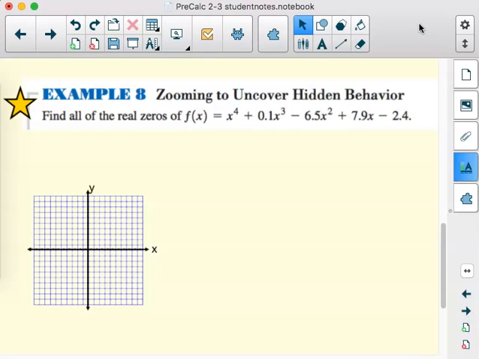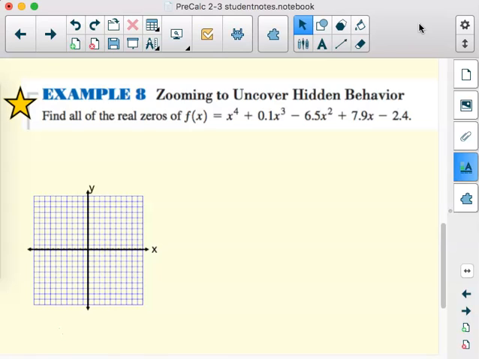So to start with, not with the stats, we're going to talk about zooming to uncover hidden behavior, and we've got find all the real zeros of f of x equals x to the fourth plus 0.1 x cubed minus 6.5 x squared plus 7.9 x minus 2.4, because we're continuing on our objective of figuring out how to graph polynomial functions, and that means all of them. So we want to make sure we can graph x to the first, x to the second, x to the third, any degree polynomial that we have, and talk about the end behaviors and the zeros and use that intermediate value theorem and model the polynomial functions.